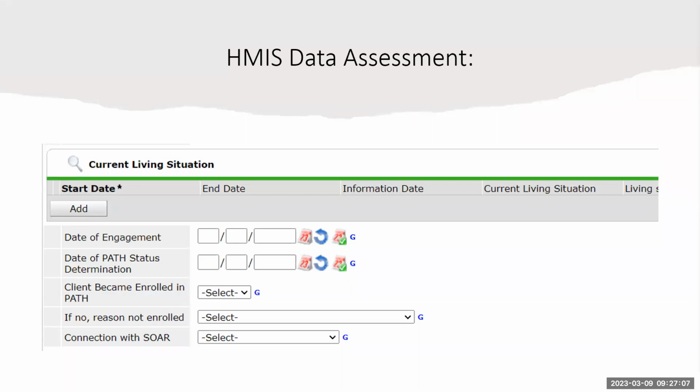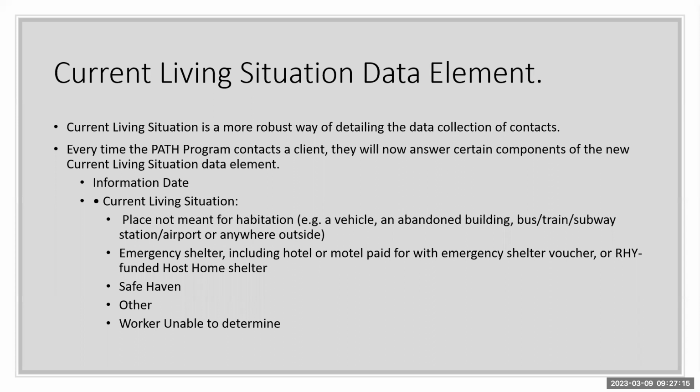There is a current living situation data element that's also within HMIS that has to be filled out. The current living situation data element is a more robust way of detailing the data collection of a contact. So this is how you will add a contact into HMIS.